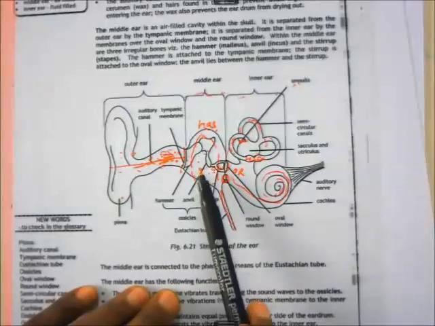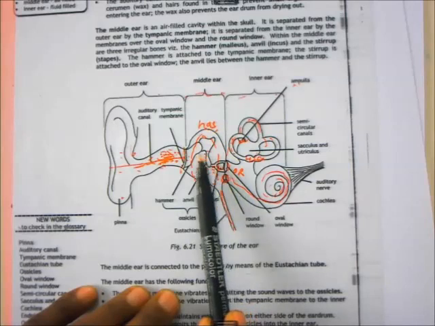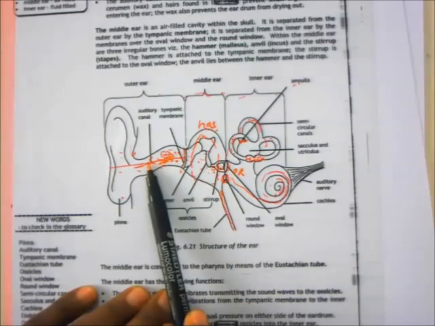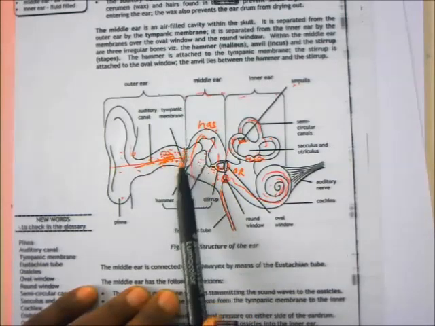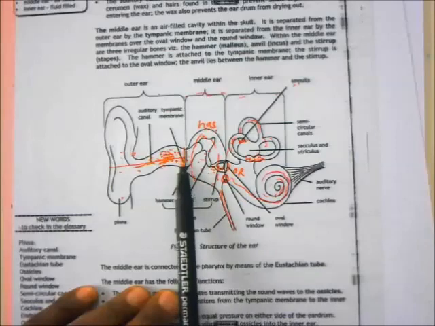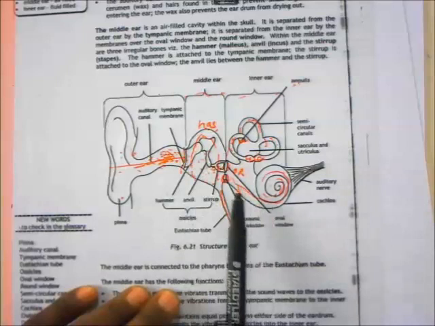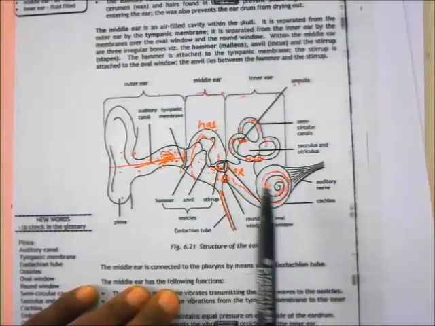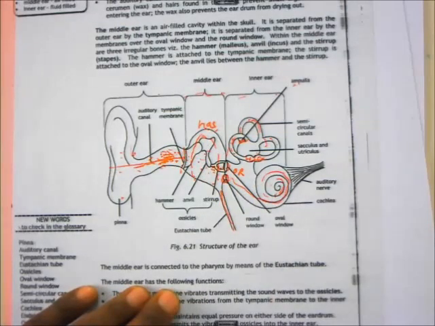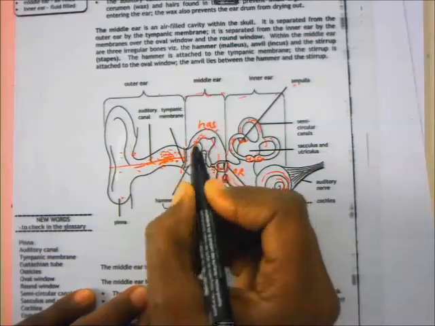So now once this middle ear is swollen, that simply means the pressure here is not the same as the pressure on the outside. So now that will make it difficult for the eardrum to vibrate. So now if the eardrum doesn't vibrate, it means a person won't be able to hear properly.